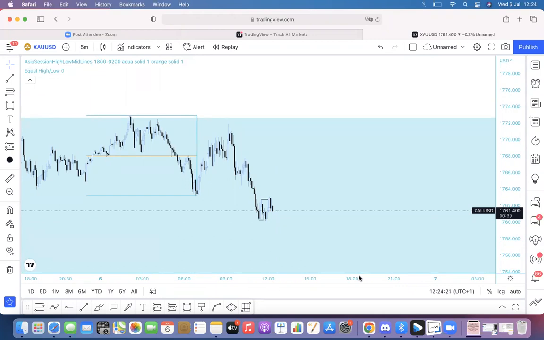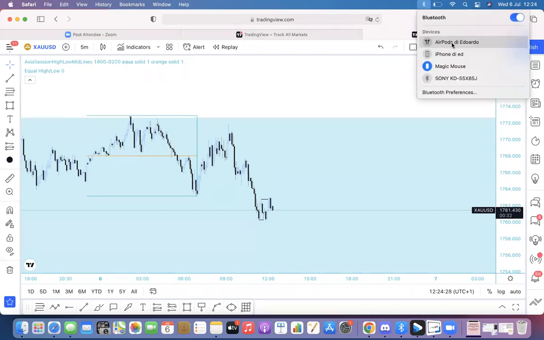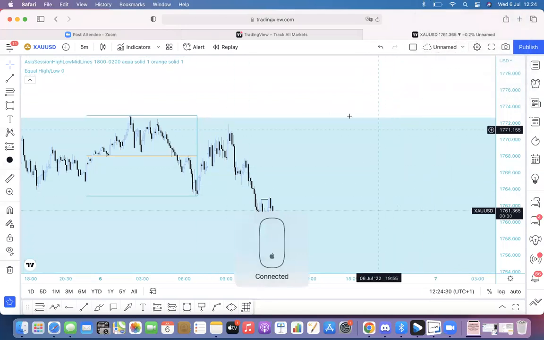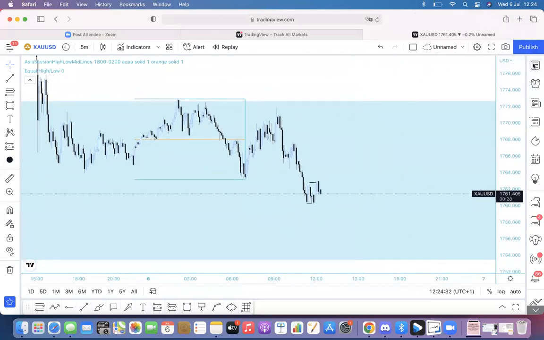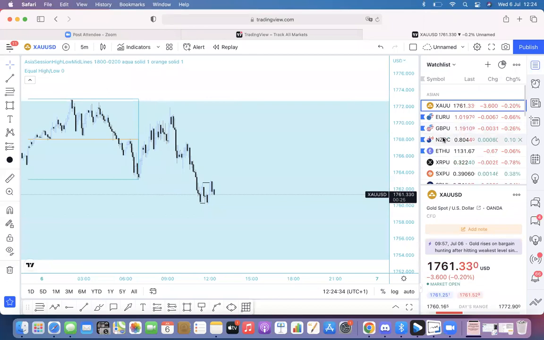Let me connect my mouse real quick. Let's see if it works finally. Perfect. Amazing. Way faster now.